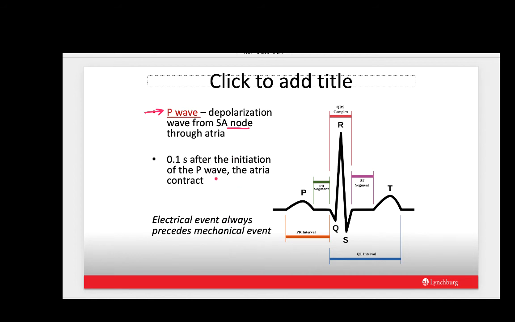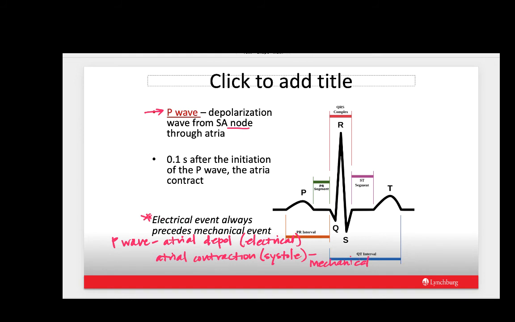So P wave is going to consist of atrial depolarization, which is going to be the electrical event. And then that's going to be followed by atrial contraction, otherwise known as systole. That's the fancy word for contraction. And that's going to be the mechanical event. So that's actually the heart contracting.